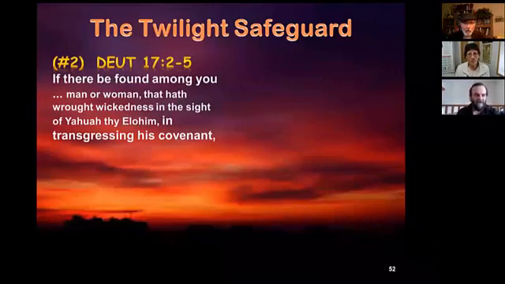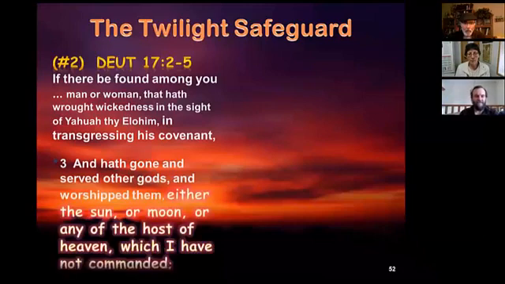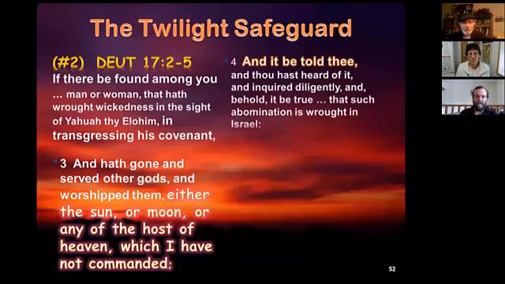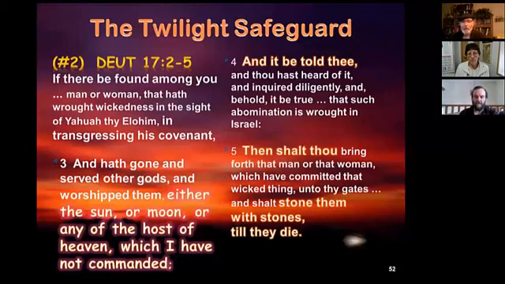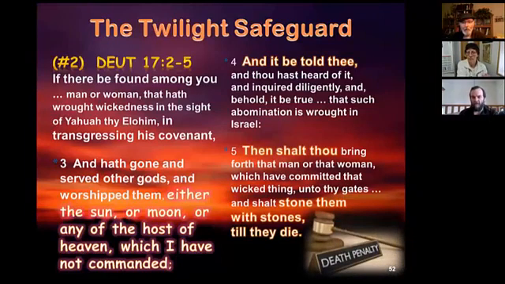The twilight safeguard, number 2. Deuteronomy 17, 2-5. If there be found among you man or woman that hath wrought wickedness in the sight of Yahuwah thy Elohim, in transgressing his covenant, and hath gone and served other gods, and worshipped them, either the sun or moon, or any of the host of heaven, which I have not commanded. And it be told thee, and thou hast heard of it, and inquired diligently, and behold, it be true, that such abomination is wrought in Israel. Then shalt thou bring forth that man or that woman which have committed the wicked thing unto thy gates, and thou shalt stone them with stones till they die. Pretty serious.